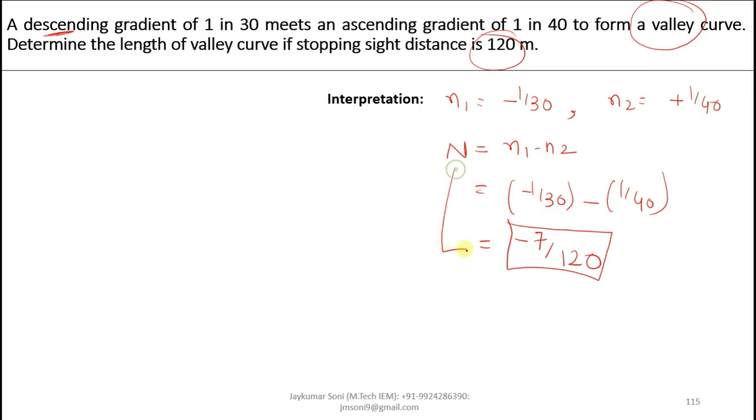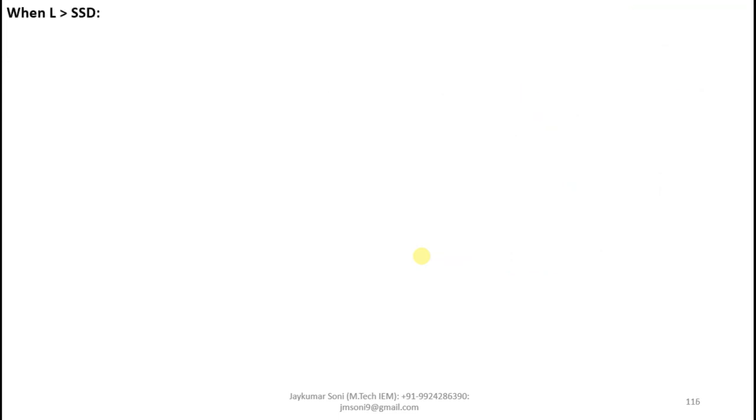To calculate the deviation angle n, the equation is n1 minus n2. It will be minus 1 by 30 minus 1 by 40. So it will be minus 7 by 120. So this is the value of calculated n, which is the deviation angle. Now we will consider the case of L more than SSD.